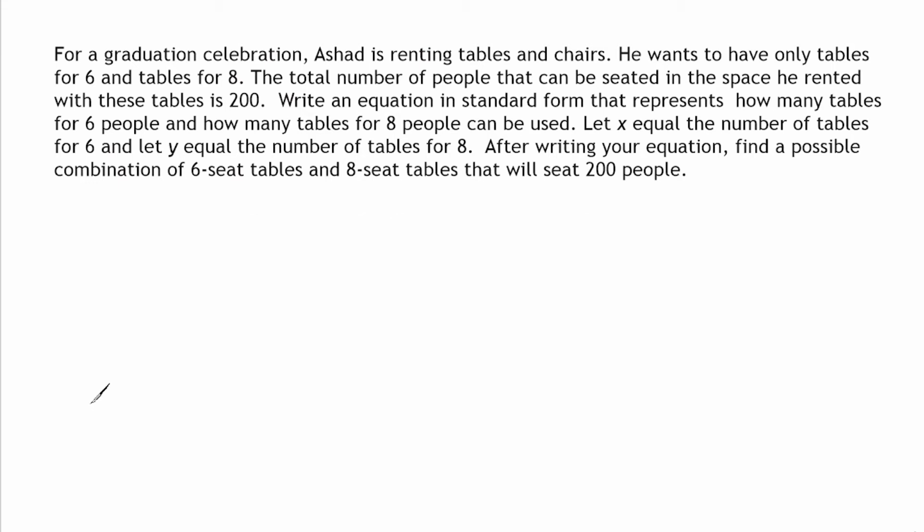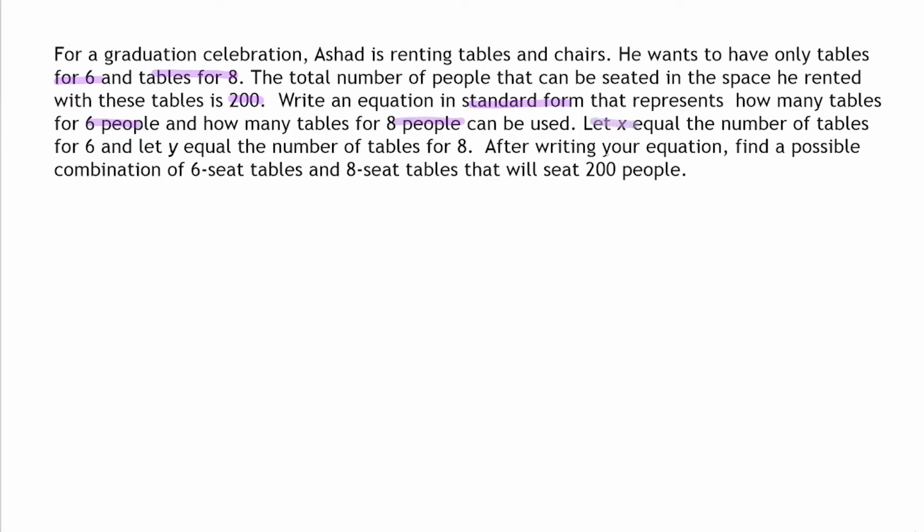So let's go ahead and read the problem and determine what the important information is so we can construct our equation. The problem reads, for a graduation celebration, Ashad is renting tables and chairs. He wants to have only tables for 6 and tables for 8. The total number of people that can be seated in the space he rented with these tables is 200. And we have to write an equation in standard form that represents how many tables for 6 people and how many tables for 8 people can be used.